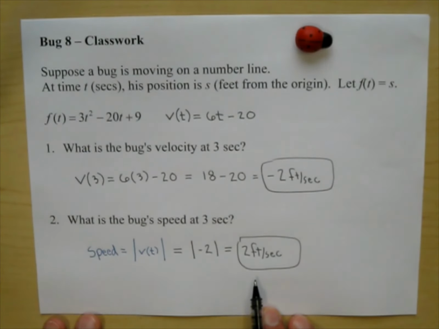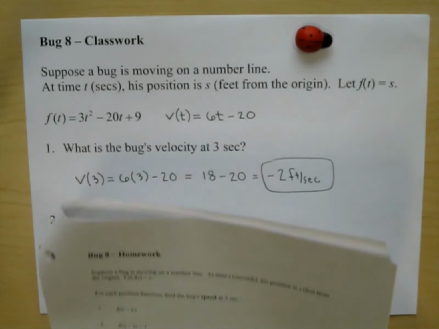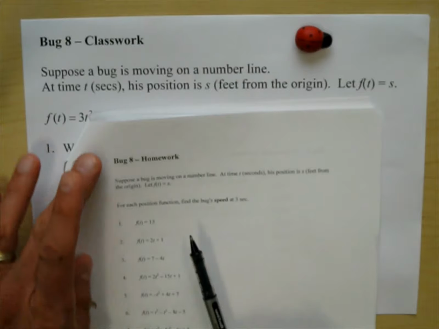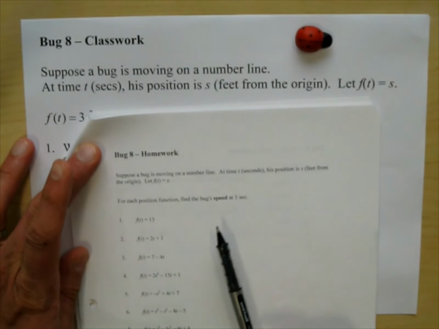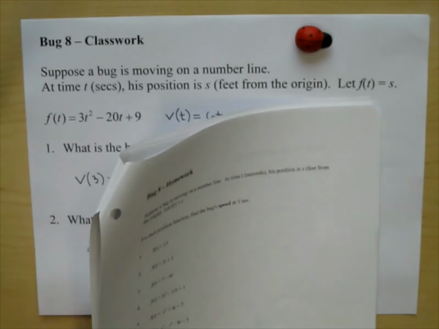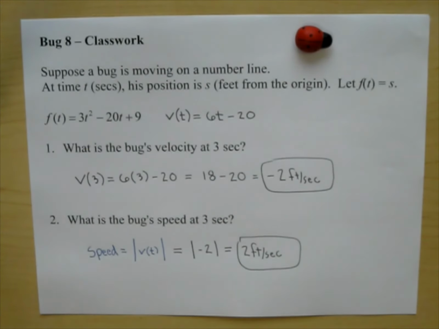So for bug 8, all you're asked to do is find velocity and speed. Actually, you're not even finding the velocity. Well, you are to get the speed, and it just says find the bug's speed at 3 seconds, and it gives you some function. So it shouldn't take long to do bug 8.